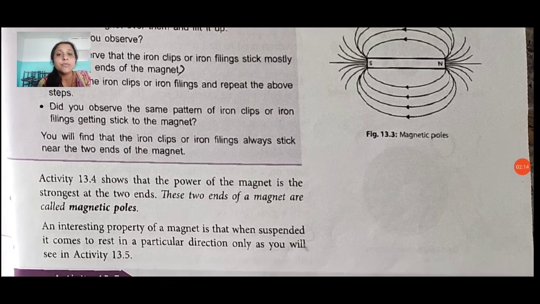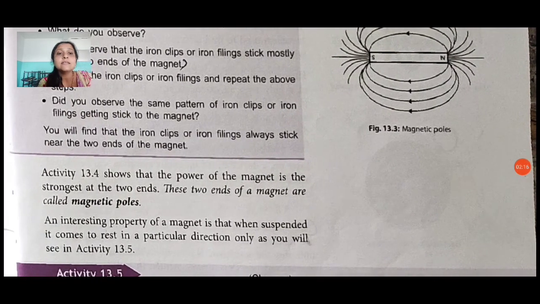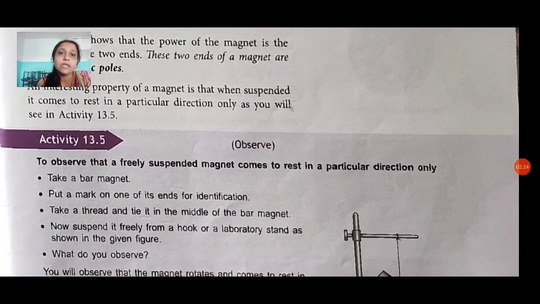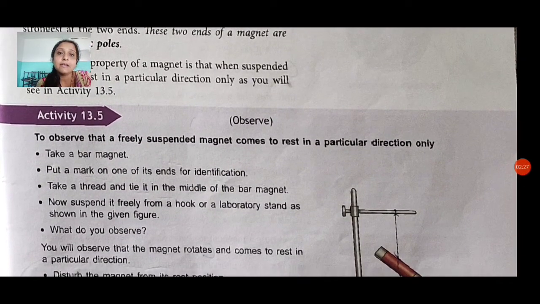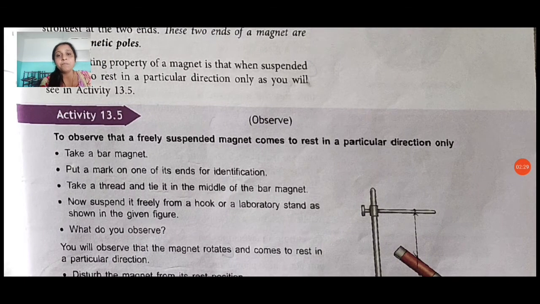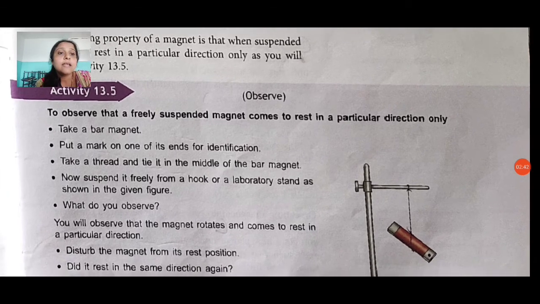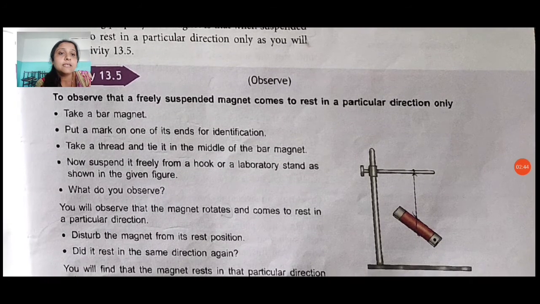An interesting property of a magnet is that when suspended, it comes to rest in a particular direction only, as you will see in activity 13.5. We have another activity, 13.5. In this activity, to observe that a freely suspended magnet comes to rest in a particular direction only, first take a bar magnet. You can see here they hang up the magnet like this.